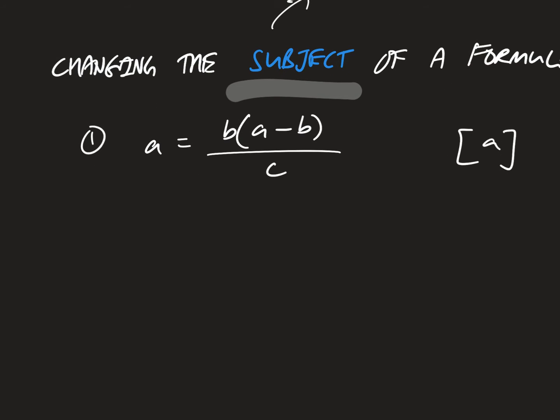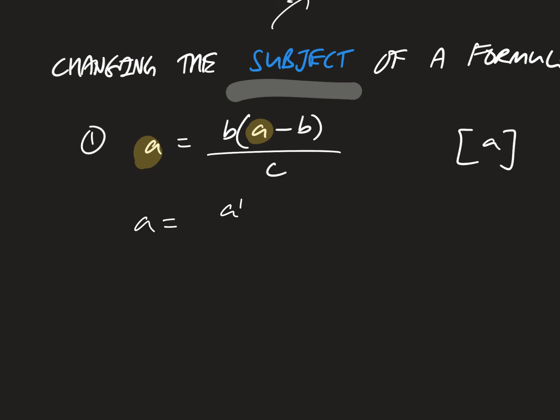You might be like, oh, we already have A on one side, but we also have A here. We cannot have this A here. We didn't see this in previous questions. So we need to expand, try to move the A to one side, and then isolate A again. So let's go ahead and do that.